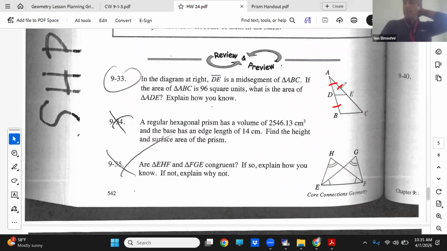Yep. They'll be parallel. Yes, DE is parallel to BC. So it means they're similar. You weren't told that, but you can assume that because if these are parallel, those angles are the same, and they share that angle.